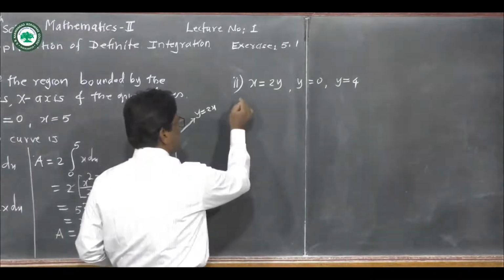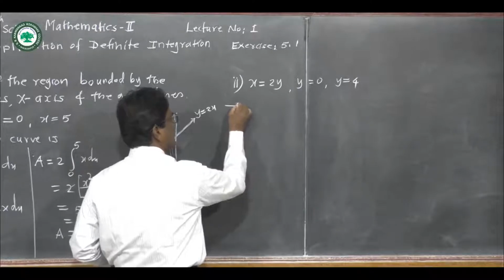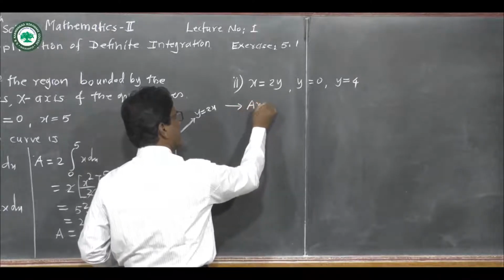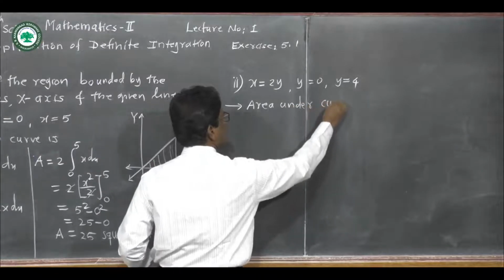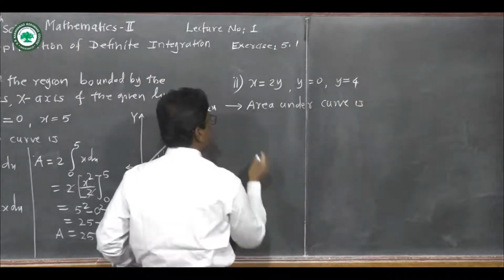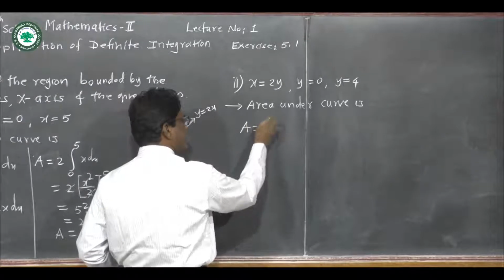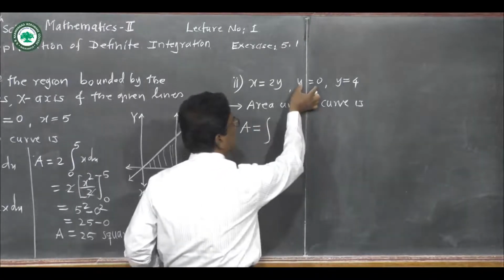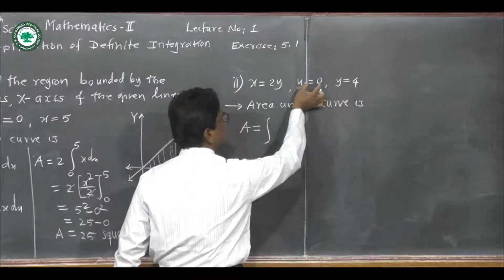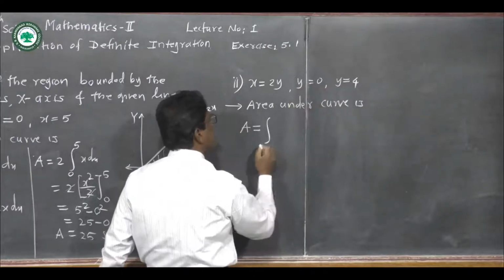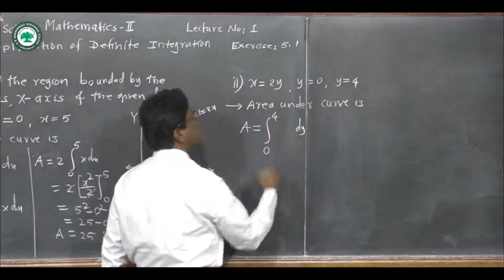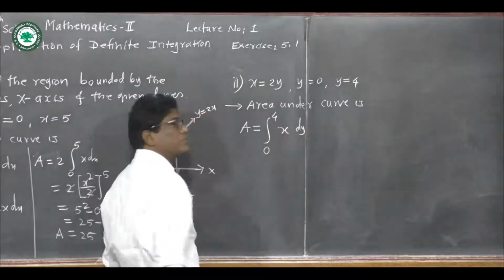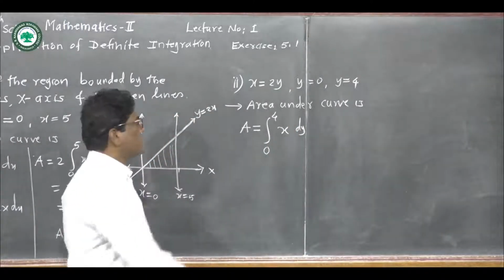So here also a single curve. So area under curve is A is equal to the definite integral. These are the limits, lower limit and upper limit. Here lower limit is 0, upper limit is 4, and these are the values of y. So here dy, so here x, so x into dy. Now put the value of x.